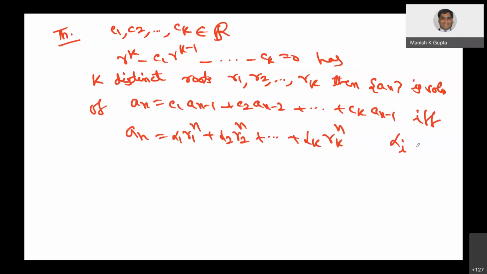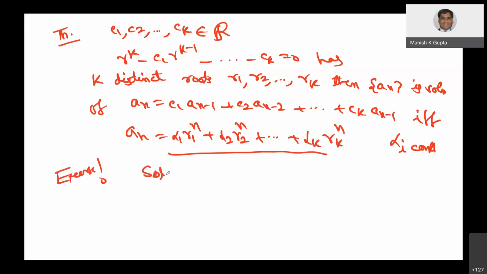Of course, alpha i's are constant. So you see, in case of degree 2, there are only 2 terms. Now in case of degree k, there are k terms. Everything remains the same, right?